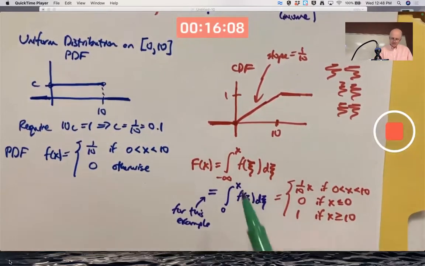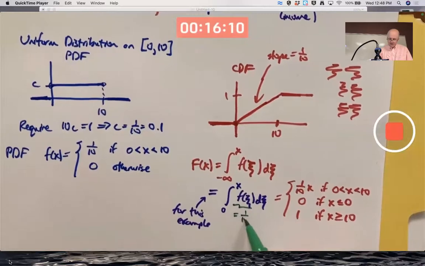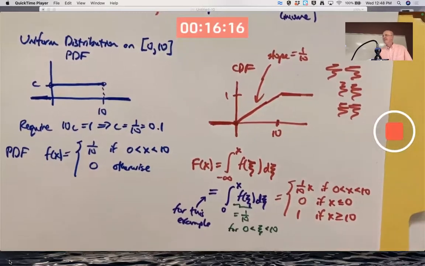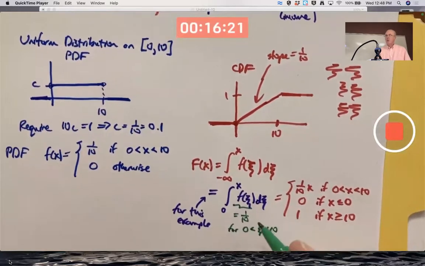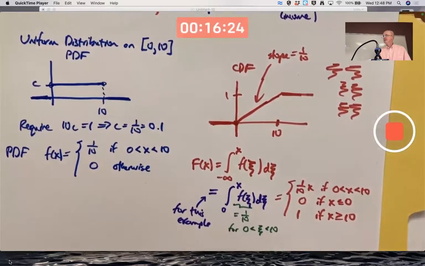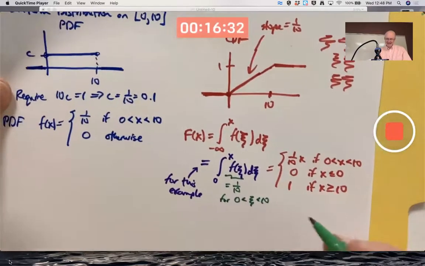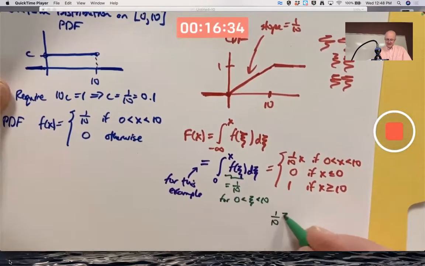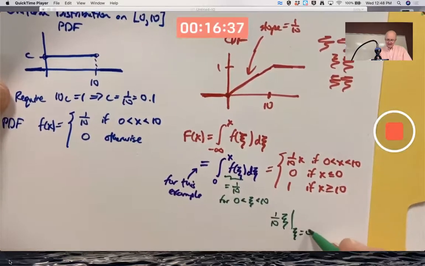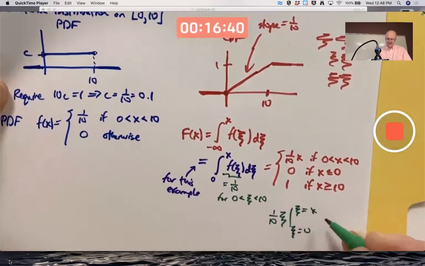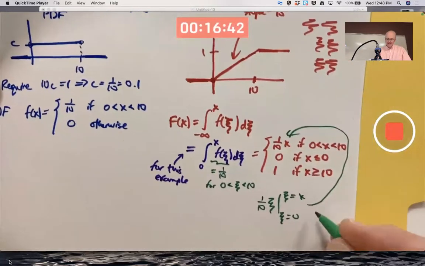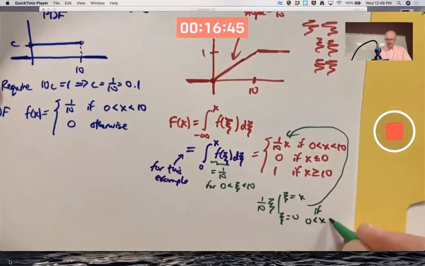F of squiggle equals 1/10 for squiggle between 0 and 10. And if x is between 0 and 10, then I'm integrating 1/10 d squiggle from 0 to x, and that'll be 1/10 squiggle evaluated from 0 to x. Okay, you don't have to write this down, but you'd be doing this kind of calculation to ultimately get to that if x is between 0 and 10. Maybe you do want to write that down.